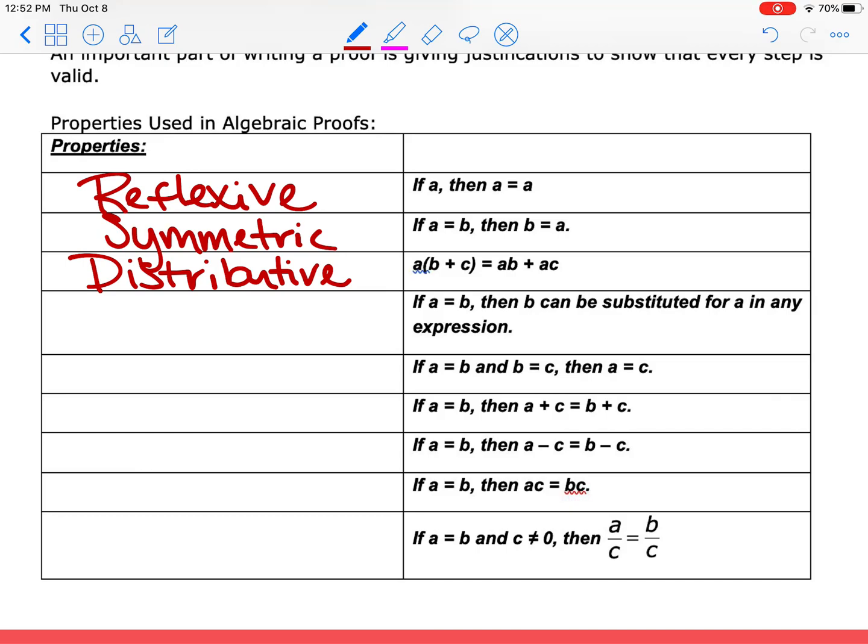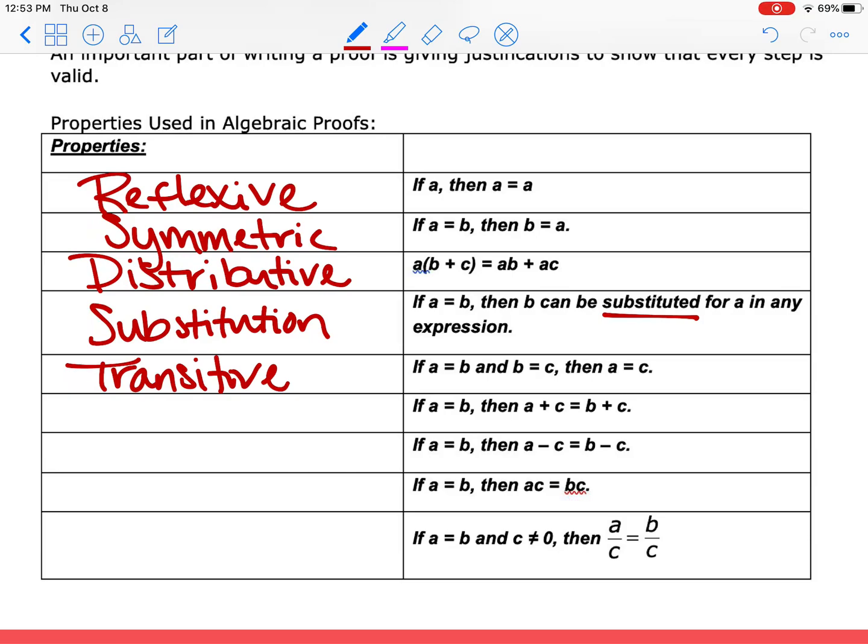Then the next one, if A equals B and B can be substituted, there's a key word there, for A in any expression, then you're using the substitution property, making that replacement in there. Okay, the next one, if A equals B and B equals C, well, then A has to equal C also. So if A is the same as B and B is the same as C, then we can say that A and C are the same. And so this is called the transitive property.